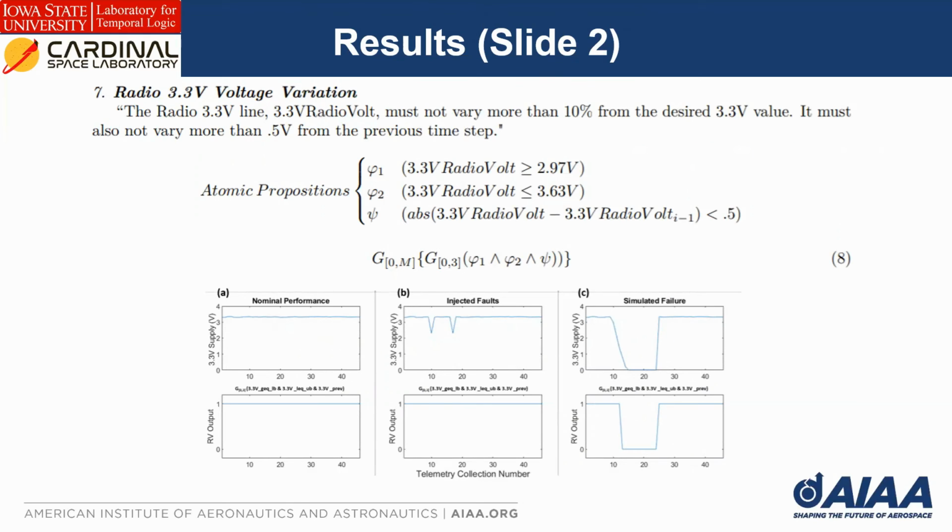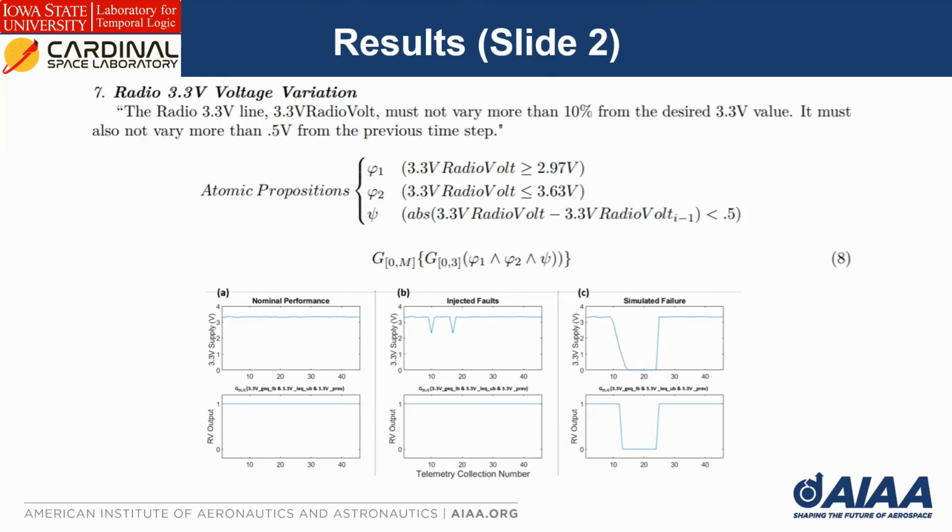Now we examine a specification measuring a voltage line in the telemetry set. This specification states that the radio's 3.3 volt line must not vary more than 10% from its desired 3.3 volt value. It also mustn't vary more than 0.5 volts from the previous time step. This is encoded into an MLTL specification with 3 atomic propositions, one saying the voltage must not exceed a maximum, one saying it cannot go below a minimum, and one checking the previous time step's voltage measurement. We then develop a spec saying globally, phi1 and phi2 and psi must be true. Again, a temporal operator 0 to 3 is used to account for occasional off-nominal data points.